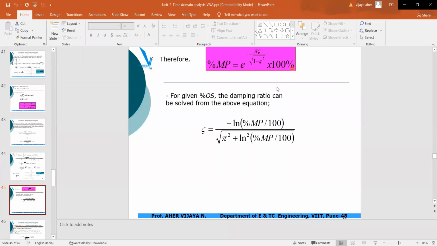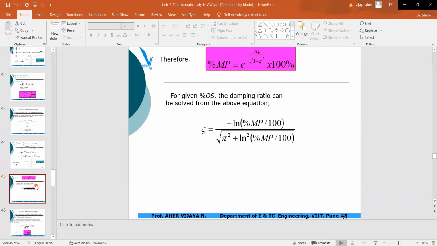Then for a given value of overshoot in percentage, what is zeta? The damping ratio can be solved from this equation, by taking the natural log of percentage overshoot divided by 100, divided by under root of pi square plus natural log square of percentage overshoot divided by 100. So you will get the value of zeta for a given overshoot in percentage. This much you have studied in the last lecture.